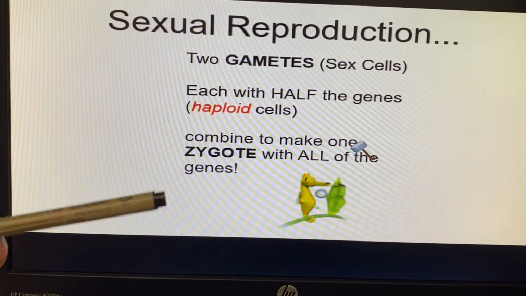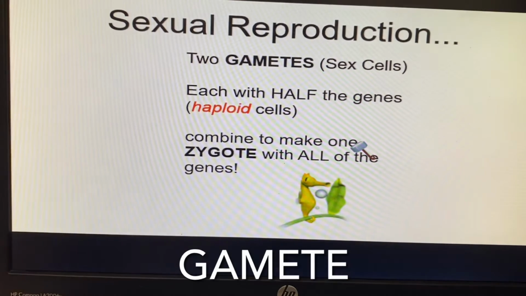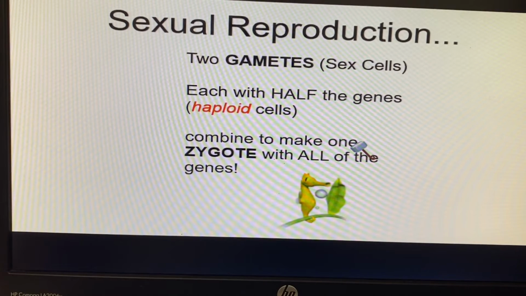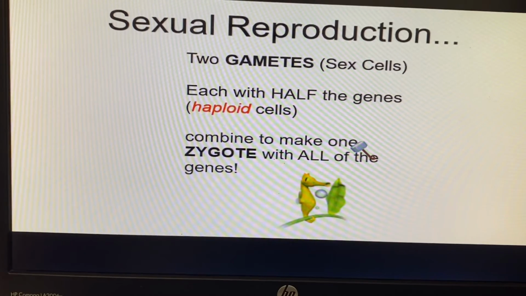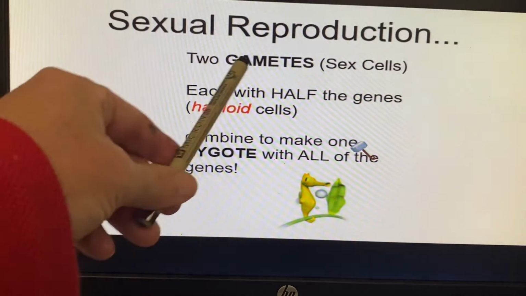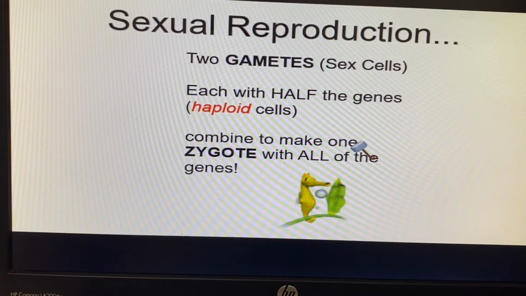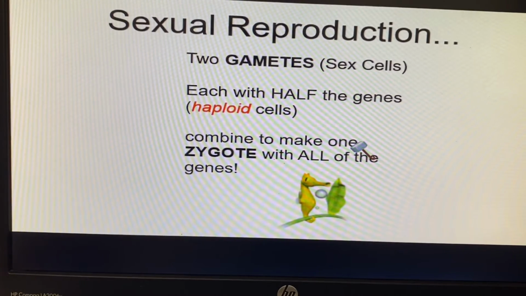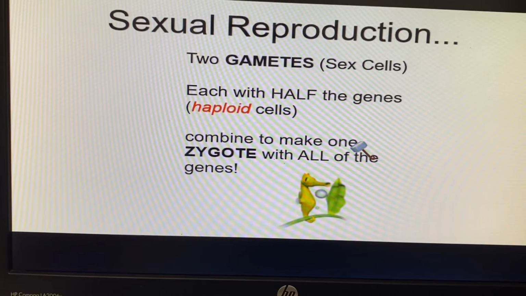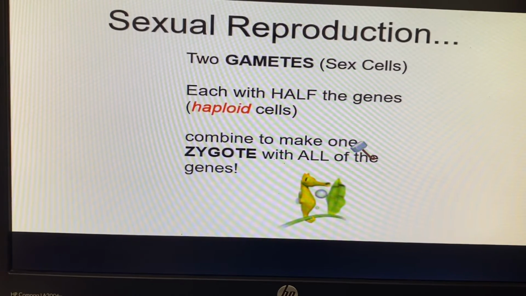Probably the most important word to learn today is this word, gamete. Gametes are reproductive cells. Those are the cells that are used for reproduction. If you're one cell big, that's your whole body. But gametes are reproductive cells, and they're special reproductive cells in that they only have half of the genes in them. And it kind of makes sense, right? Because if you wanted to make a new thing, it has to have all the genes. And if you're going to put two cells together, each would have to have half the genes to get to the full set of genes.